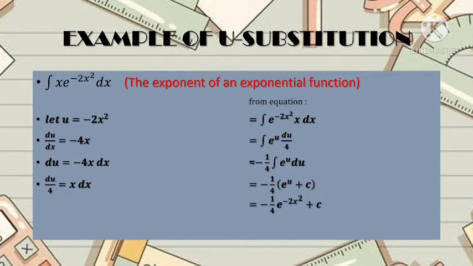Okay, for this example, integrate x exponential to the power -2x squared dx. We let u equal -2x squared, du over dx equals -4x, du equals -4x dx, so du over -4 equals x dx. From the equation, we rearrange first. So x dx, we substitute it with du over -4, and then we calculate. We find the answer equals -1 over 4 exponential -2x squared plus c.